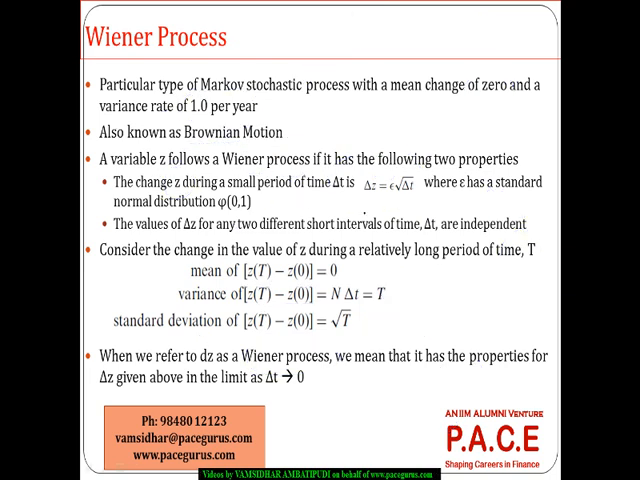So a few important points regarding the Wiener process from this particular slide. Any process which has a mean of 0 and a variance rate of 1 per year is said to follow a Wiener process, otherwise called a standard Brownian motion. If something is following a Wiener process and I want to predict for longer time periods, the mean of that change is still 0. The variance of that change is equal to the time period we are using, and the standard deviation is the square root of that time period.